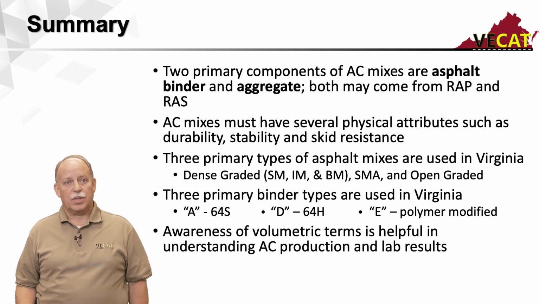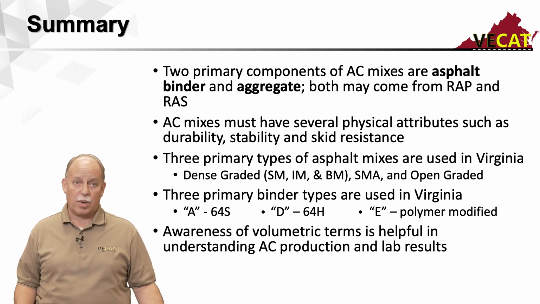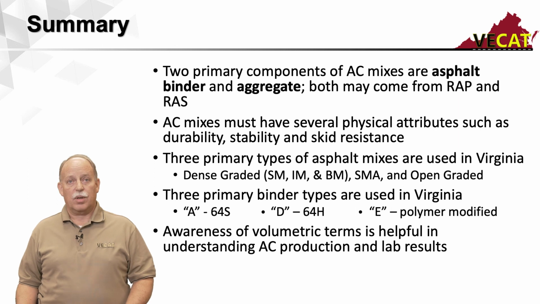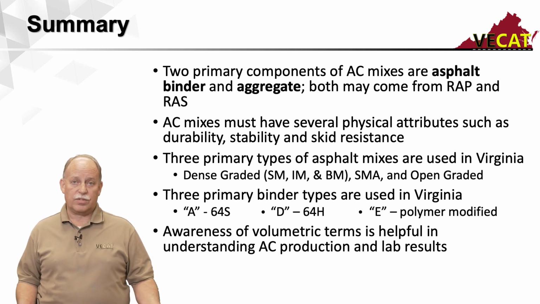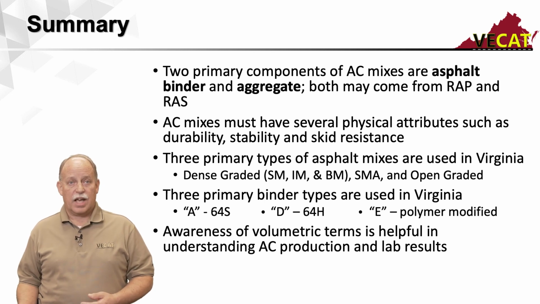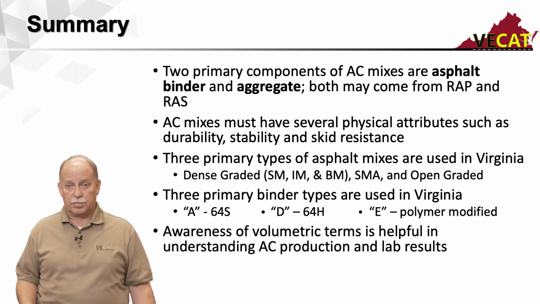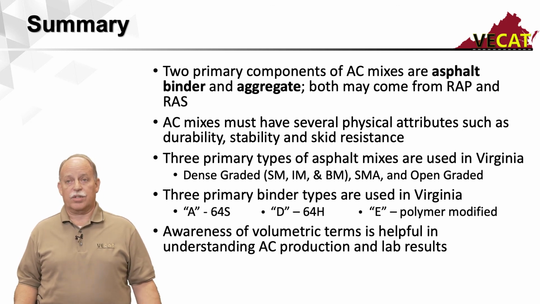So in summary, we have 2 primary components of asphalt mixes. They're called asphalt binder and the aggregate. And you can also get those from the RAP or from RAS. Again, RAP is recycled asphalt pavement, RAS is recycled asphalt shingles. Asphalt mixes must have several physical properties such as durability, stability, and skid resistance.